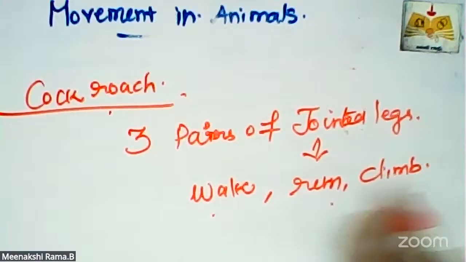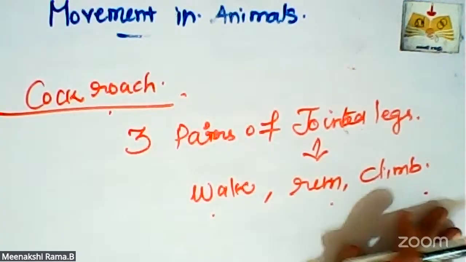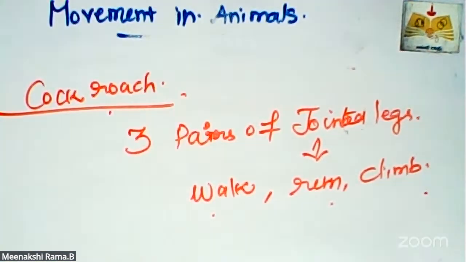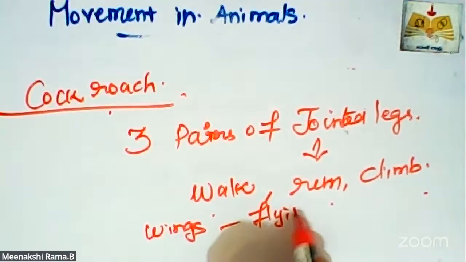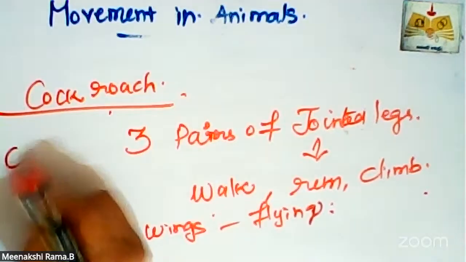Walking, running, and climbing also. They climb on walls and trees. In each and every place they are climbing, running, as well as walking. So the 3 pairs of legs help with these actions. It also has 2 pairs of wings for flying. The wings help in flying. Large and strong muscles help the movement of the legs. The body is covered by chitin.